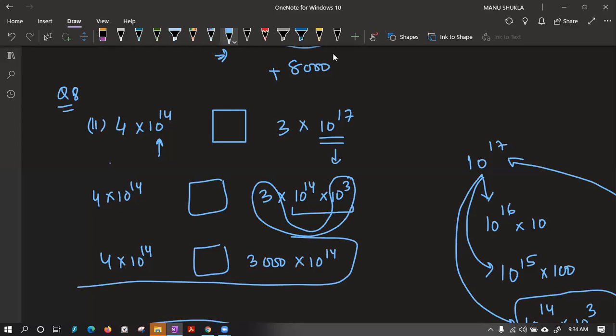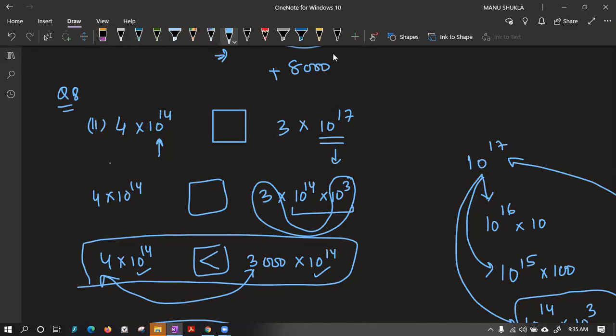Now tell me class, is it easy to compare now? Is there any confusion now to compare? Because this part is exactly same. We just need to compare the remaining part. And obviously 3000 is more than 4, and that is why it is larger. But earlier we had a confusion.